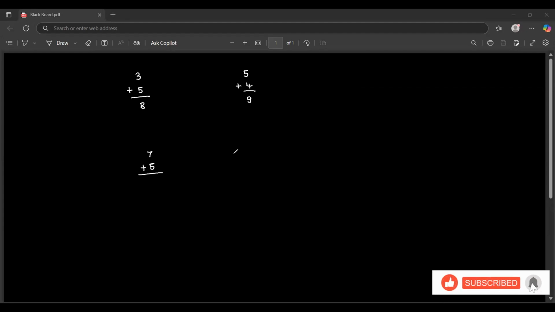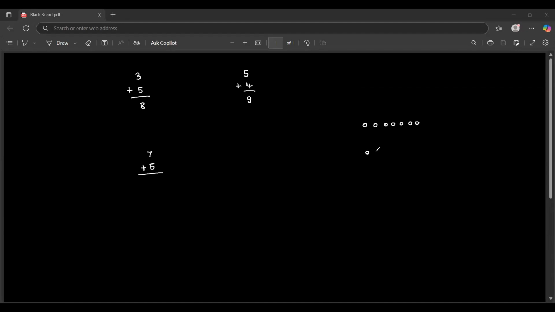You counted. Let's say we had 7 apples and let's say we have 5 apples. When you add these two numbers of apples, you get 12 apples in total. 12 is not a single digit. It is composed of a 10 and two ones.